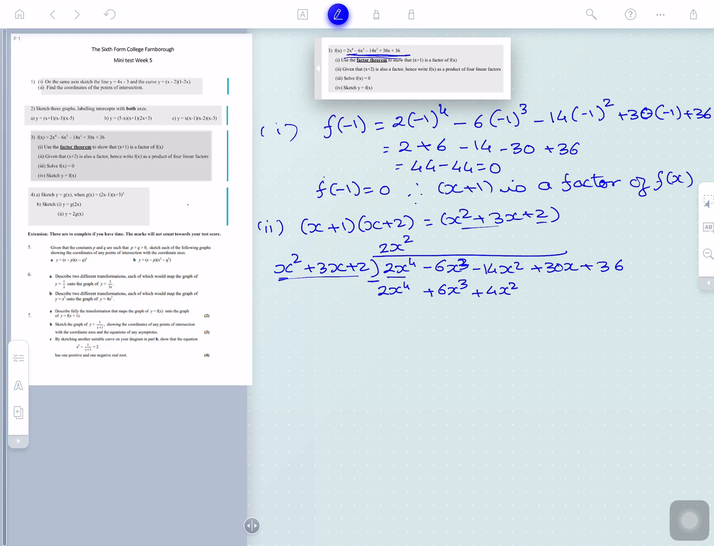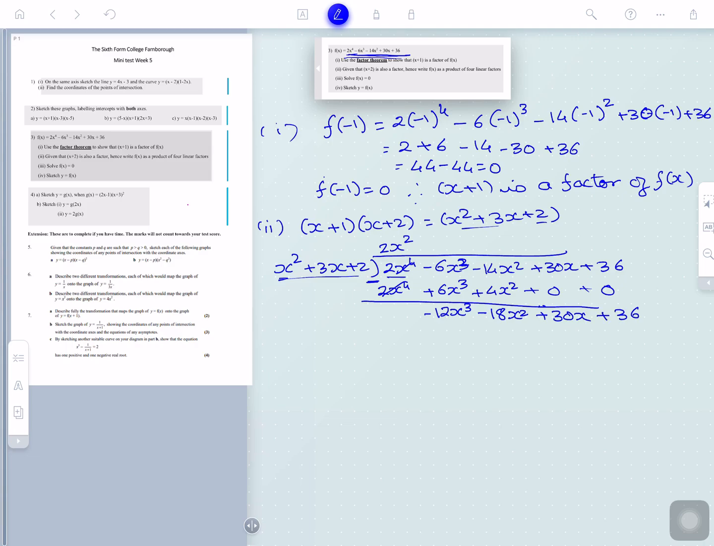And in division, you always take away. So take away that is that. Minus 6, take away 6 will be minus 12x cubed. And minus 14, take away 4, that will be minus 18x squared. And then you could put plus 0 here. So that will be plus 30x plus 36.